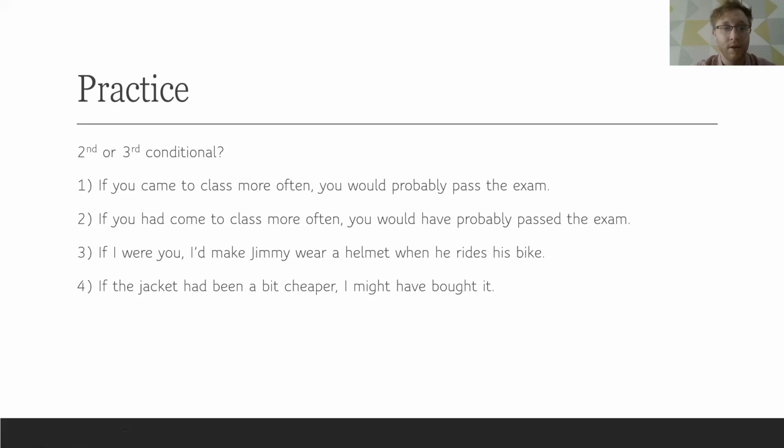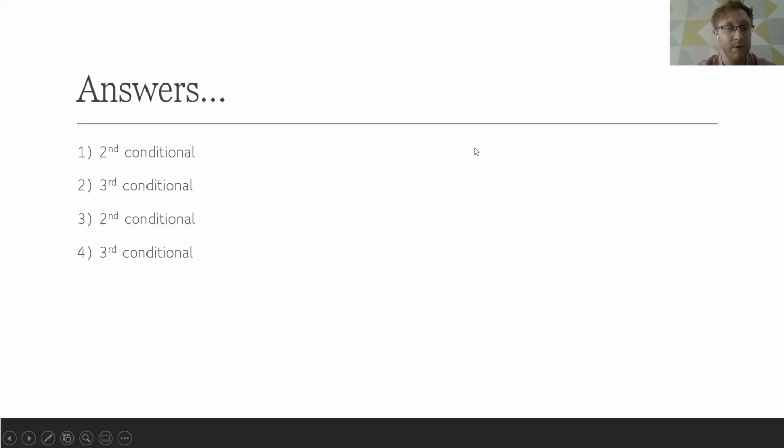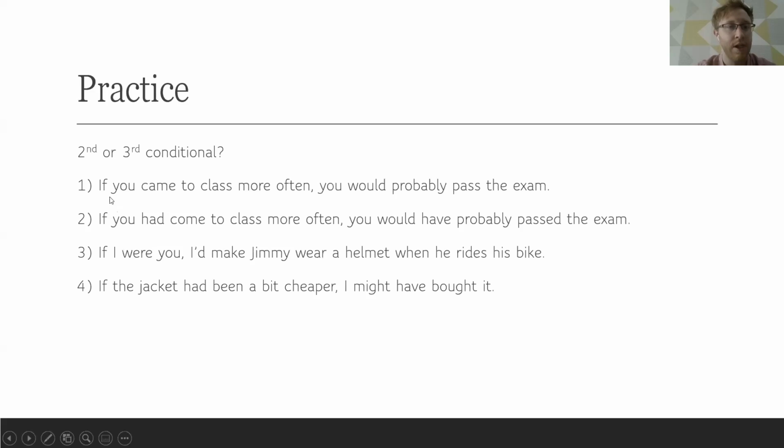All right, well, if you did the practice, here are the answers for you. The first one, second. Well, basically second conditional, third conditional, second conditional, and third conditional. Let's take a look at why. So second conditional, if you came to class more often. So came, just past simple, remember. You would probably pass the exam. So base verb right here, right? So if, and then modal verb.